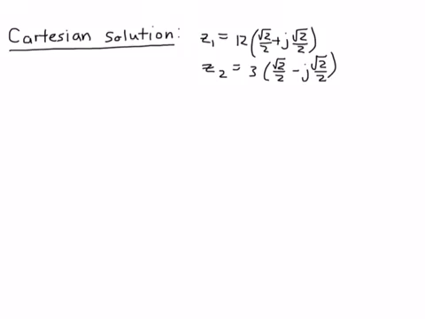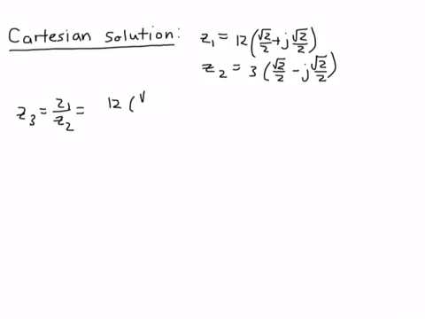Okay, so here we're going to get going. I've written out both Z1 and Z2 in Cartesian form. And so now we'll go ahead and get started by just writing Z3 is equal to Z1 over Z2. So I'm going to write out the Cartesian forms here.